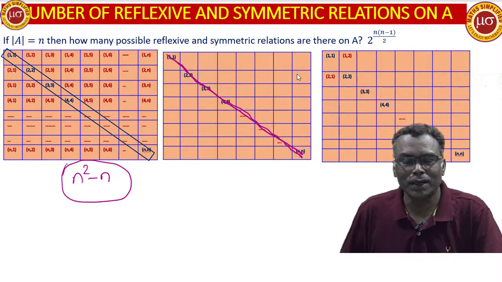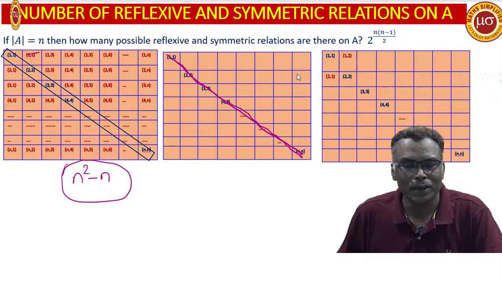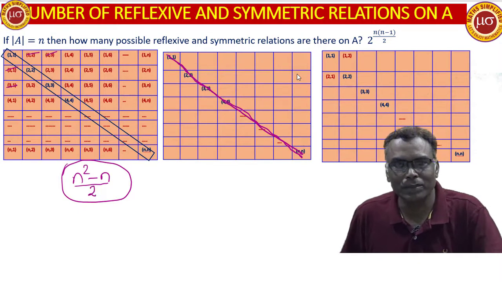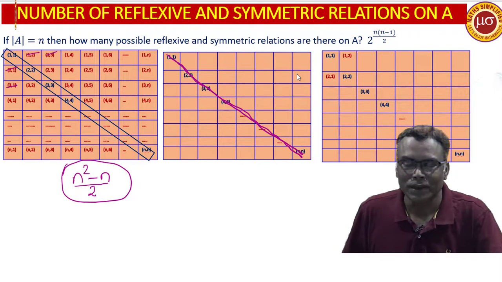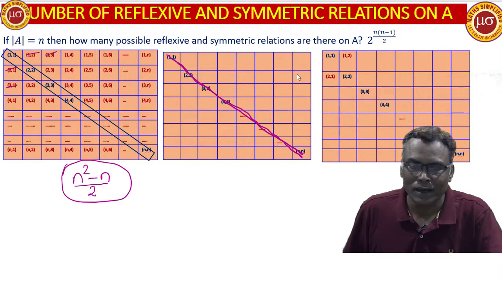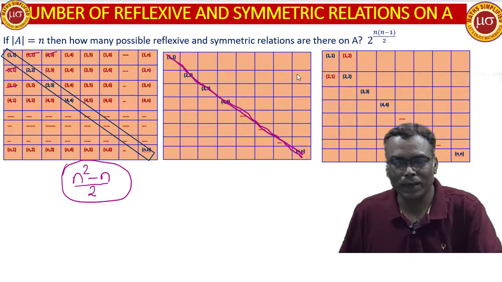Out of n square minus n, they are paired as friends. 1 2 is the friend of 2 1. 1 3 is the friend of 3 1. So I am not thinking about the friends. I will have to think about these n square minus n by 2 elements. I may leave them or take them. By taking, I will get a reflexive relation, and by leaving, I will also get a reflexive relation.